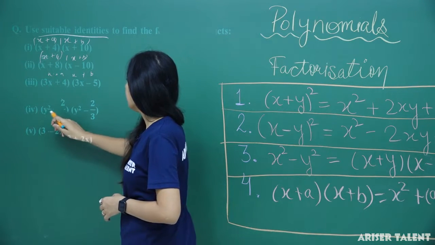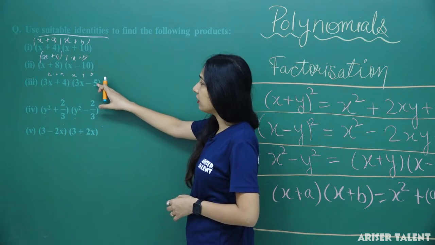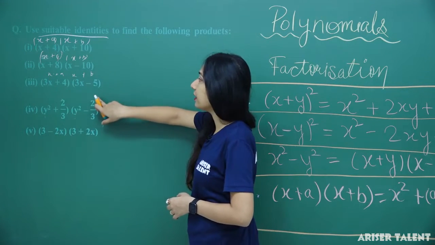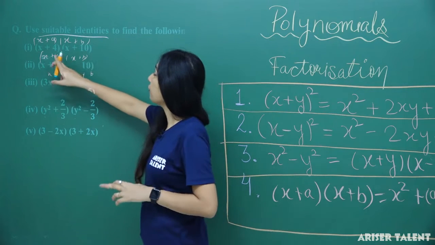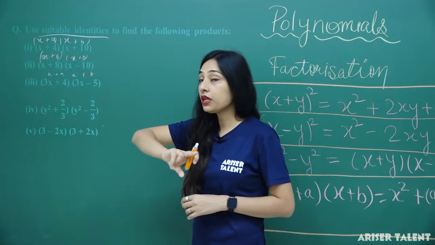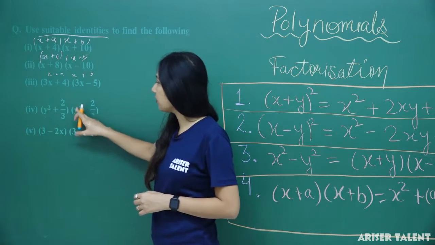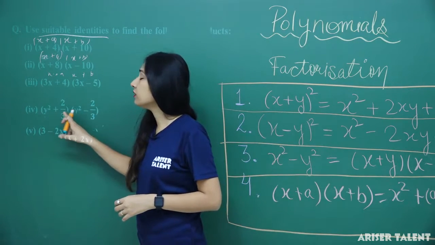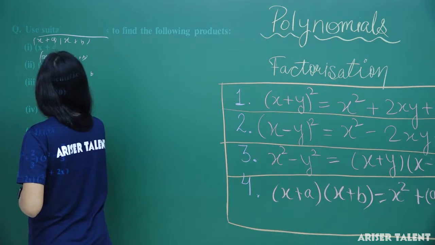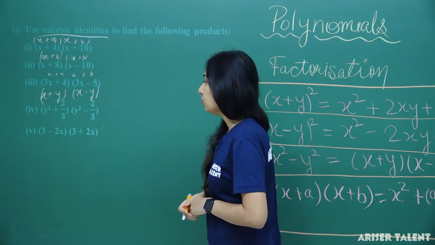Here you are having y and y, and 2 by 3 and 2 by 3. Now, how is this one different from these three? Because we are having 2 by 3 here, 2 by 3 here. I have told you, look carefully, if you are having something different here and different here, then you have to apply this identity x plus a, x plus b. But if you see that this is the same and this is the same and this is also the same, the only difference is the sign. In that particular case, you will have the identity x plus y and x minus y. So, this is that identity.